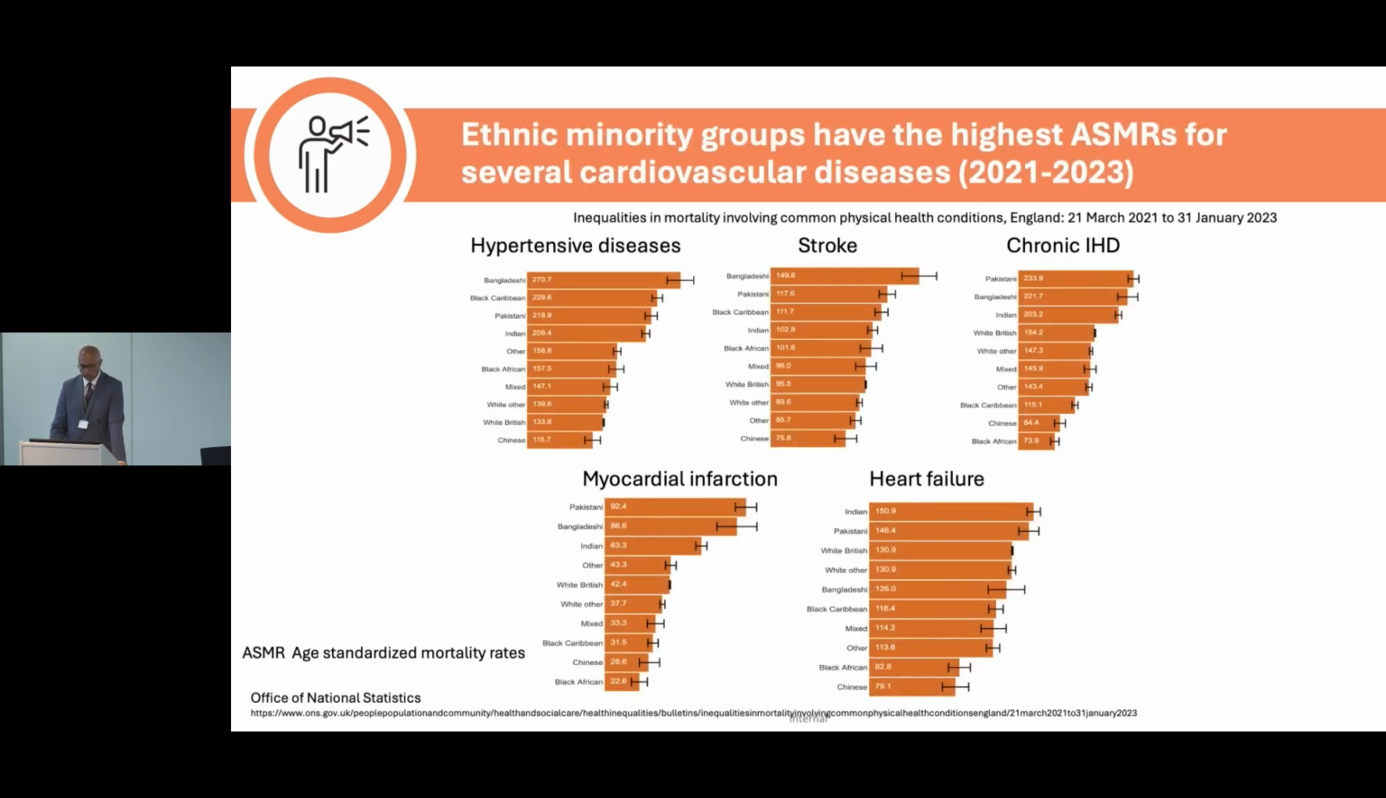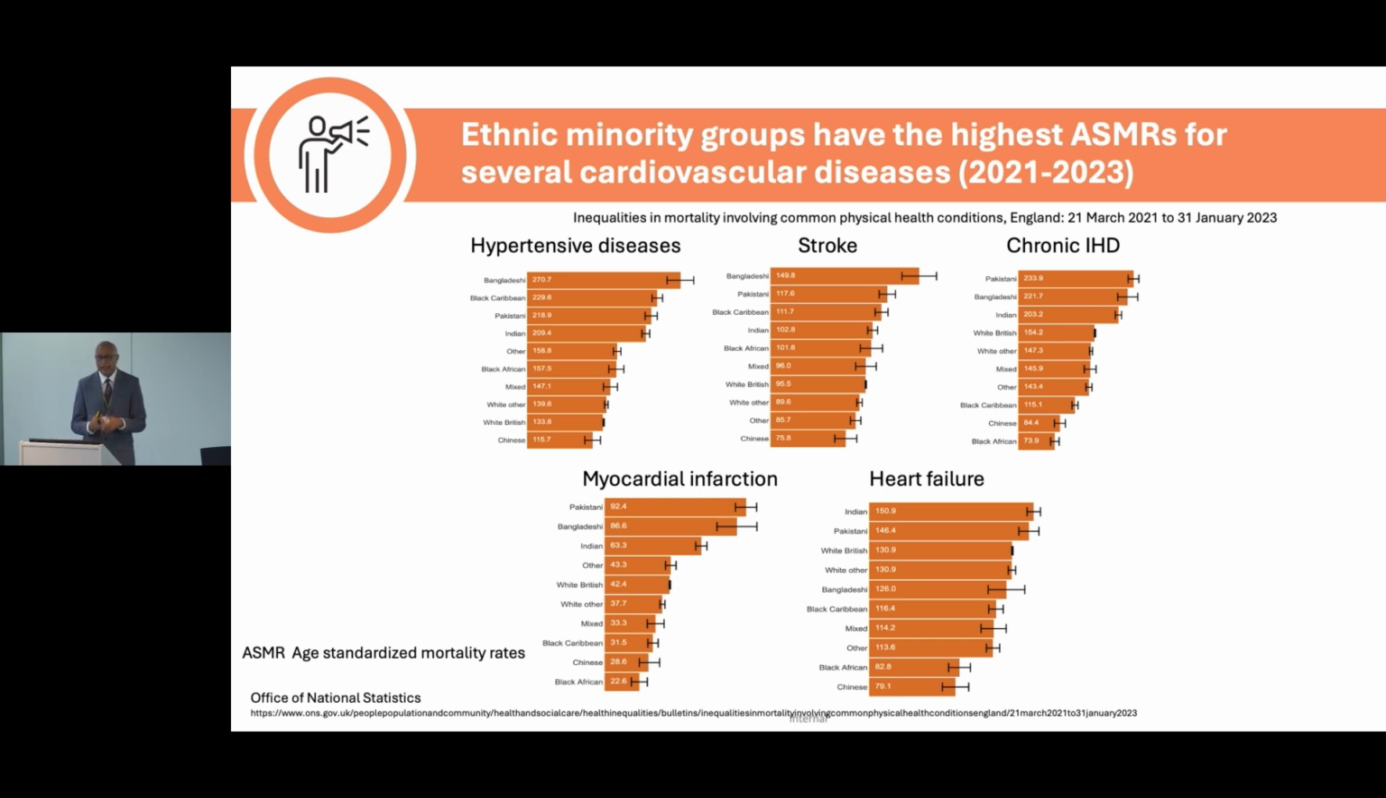Just to give you an example, this is data for the area I work in, cardiometabolic. So a lot of the examples will be from cardiometabolic. Hypertensive disease, stroke, chronic ischemic heart disease, myocardial infarction, heart failure. Now, what we tend to do is lump all ethnic minorities in certain groups. So South Asians would be one group, blacks would be another group.